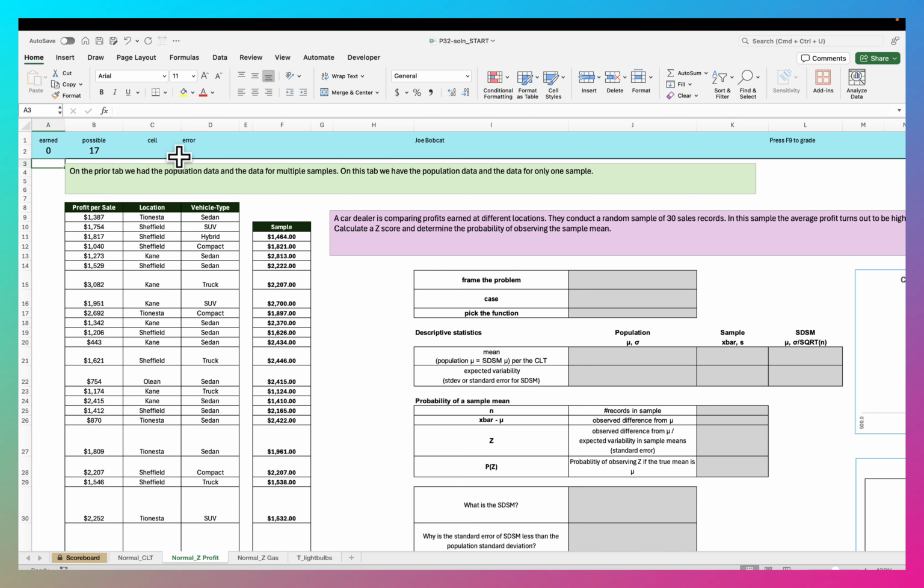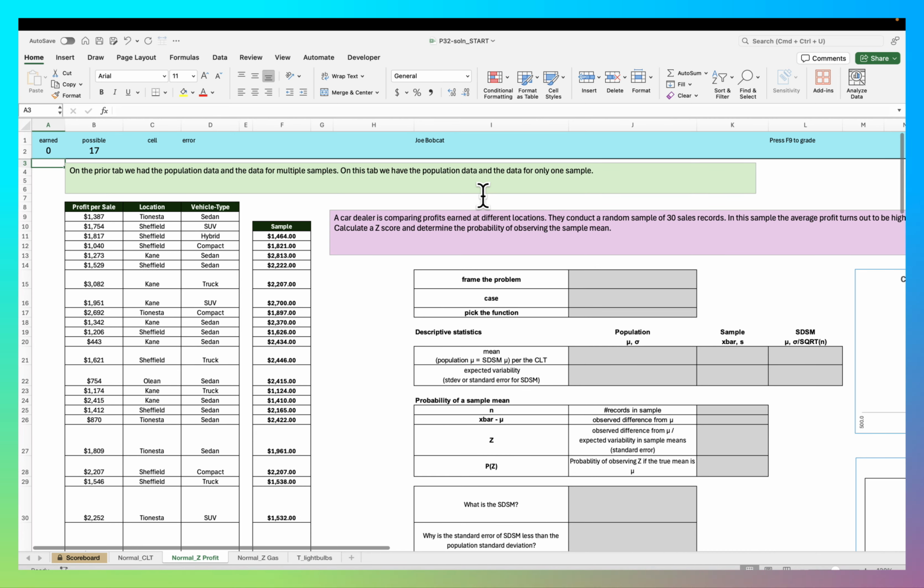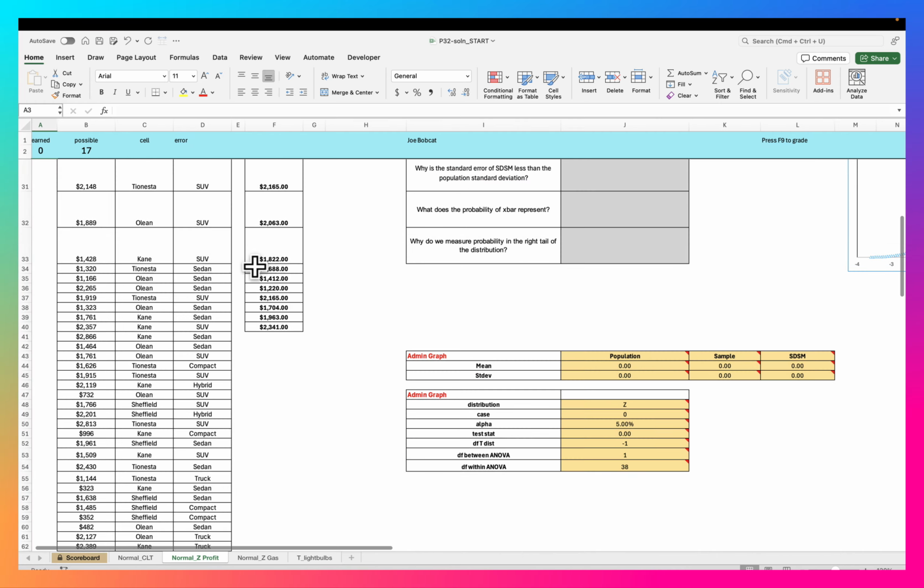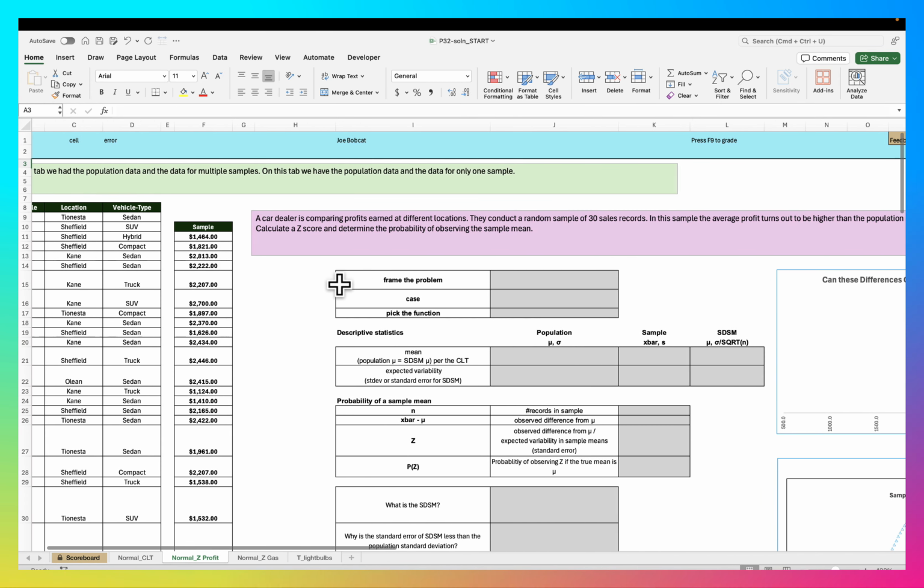So on the prior tab, the one with the central limit theorem, we had population data and the data for multiple samples. On this tab, we have the population data and the data for only one sample. And you'll see as we go through these tabs, we'll keep taking away the amount of information we have, but still find we can do a statistical inference, which is cool. So here's the population data, and then here's a smaller sample taken from that population.